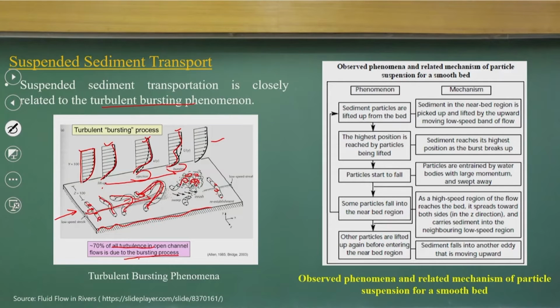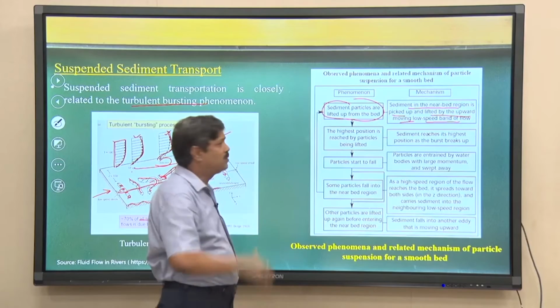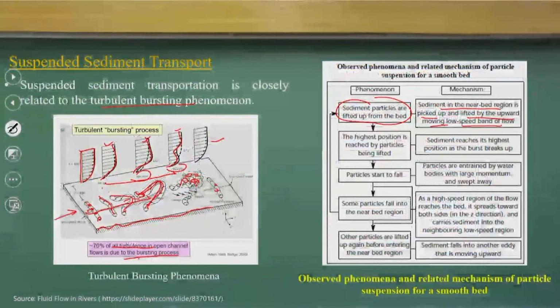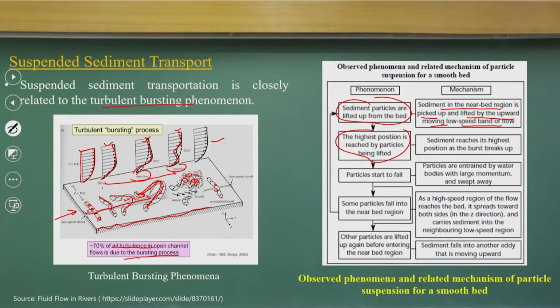And if you look at how the processes are happening, it is very interesting. Like this, the first phenomenon: the sediment particles are lifted from the bed. Okay, the sediment particles will be lifted from the bed. That is, the sediment in the near bed regions is picked up and lifted by the upward moving low speed band of the flow. Okay, the low speed near the bed is a very low speed. That is what will happen. Then the highest position is reached by the particles being lifted. The sediment particle which is lifted up goes to the highest position. Okay, that is what is happening.